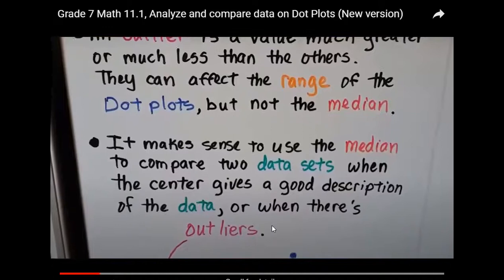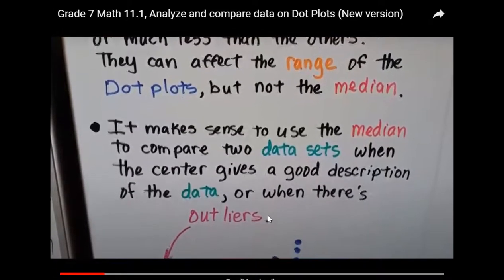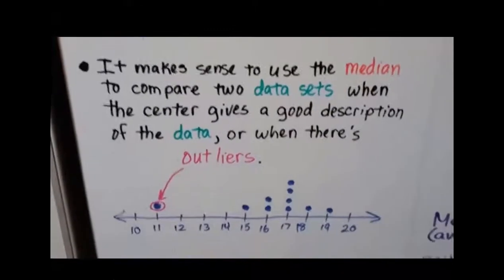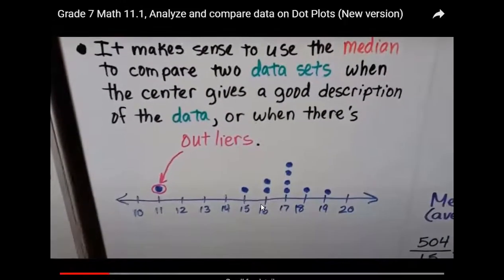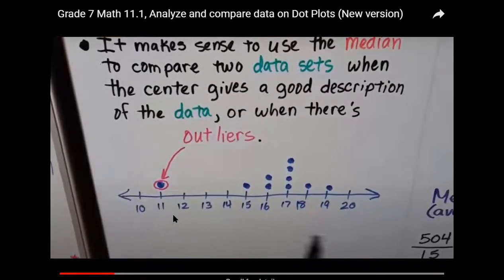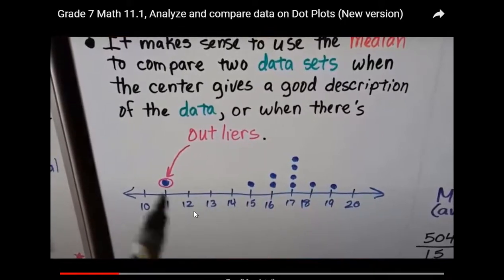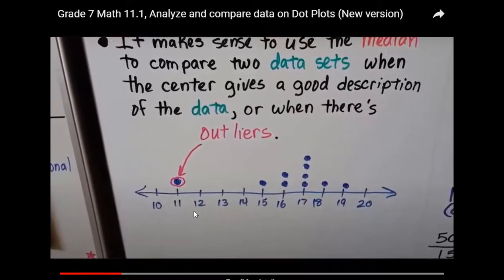It makes sense to use the median to compare two data sets when the center gives a good description of the data or when there is an outlier. So when we look at this data, we can note that 11 in this case will be an outlier, because it has a large distance from the rest of the data.